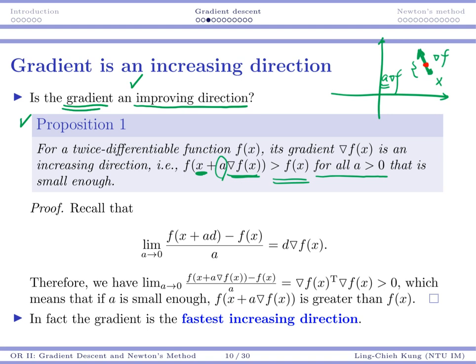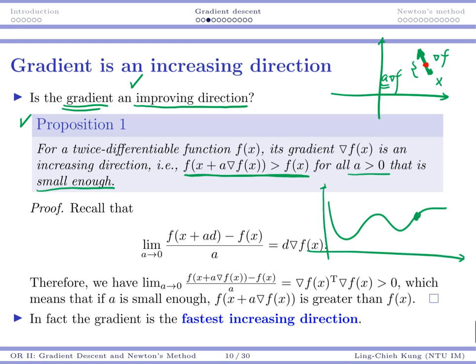So what does that mean? If you move along the gradient, certainly we don't guarantee that you will keep improving forever. But if you don't move too far, for all those a that are small enough, you will see some improvements. So in a one-dimensional example, if you are here, then your gradient is going to tell you that if you move along this direction, you're going to get some improvements.